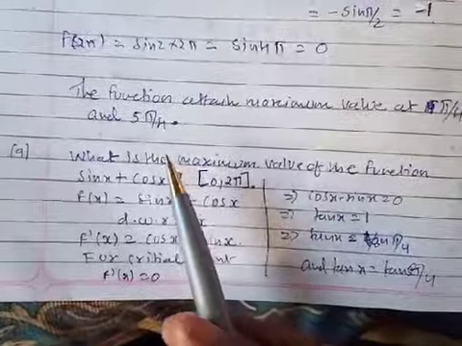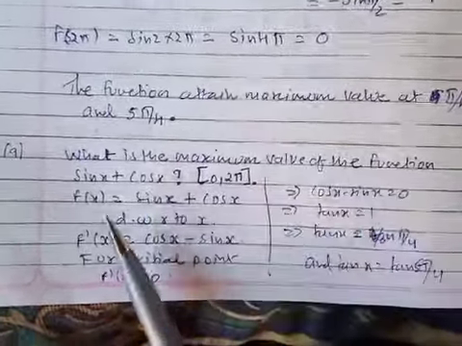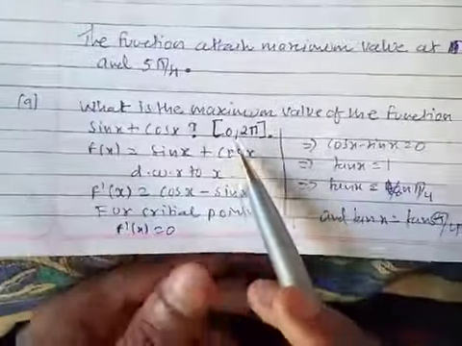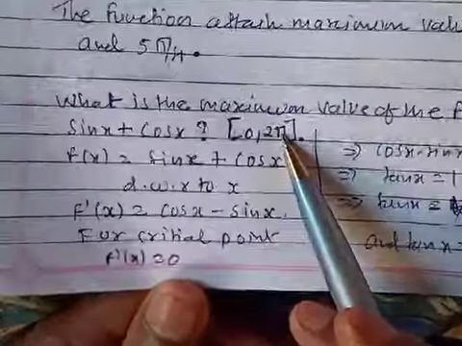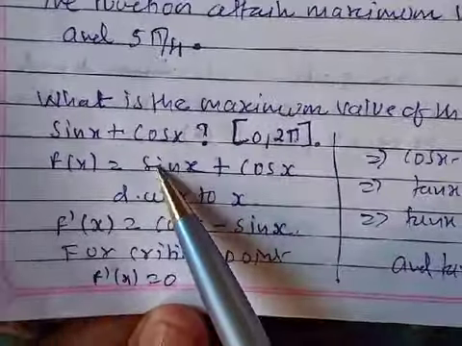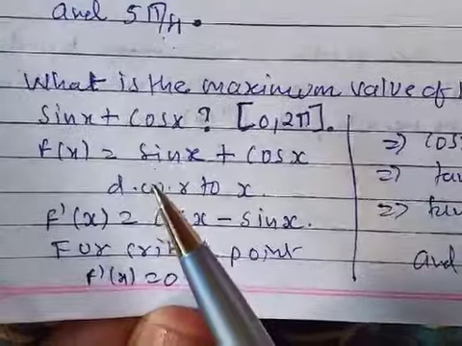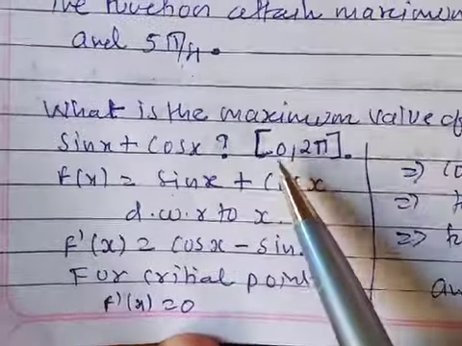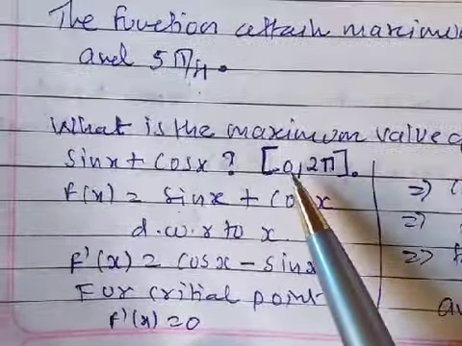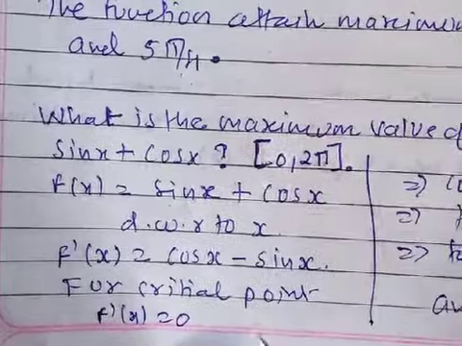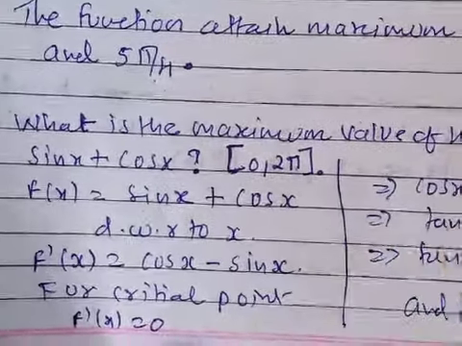Let's move on to question number 9. What is the maximum value of the function sin x plus cos x in the interval 0 to pi by 2? First, put f dash of x equal to 0 and find its critical point. Then, checking the critical point along with the end points 0 and pi by 2, see which value is more; that will be the maximum.